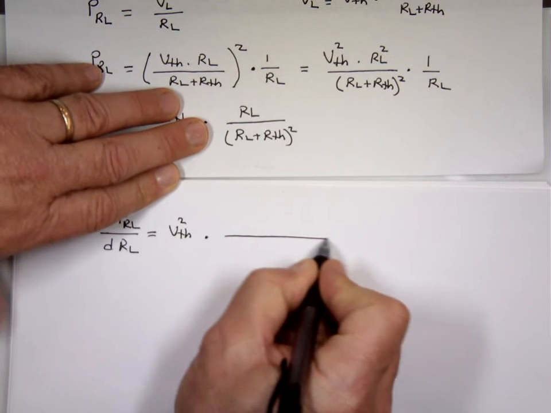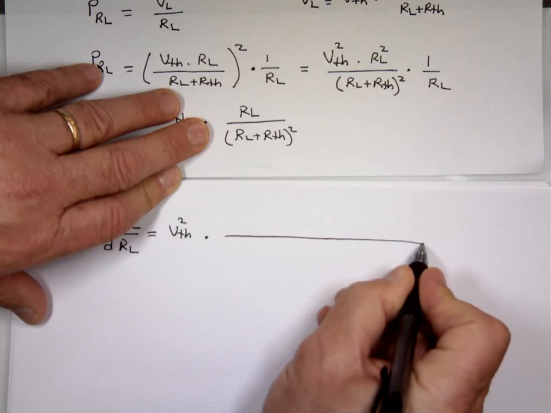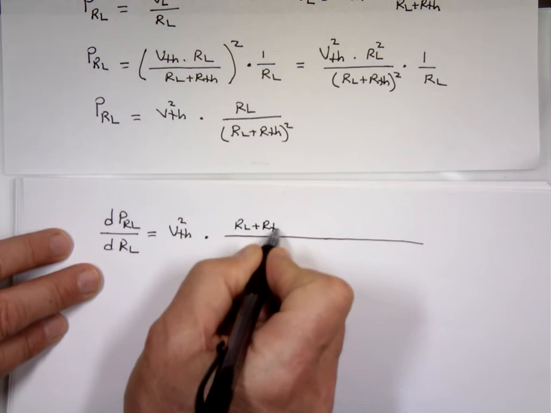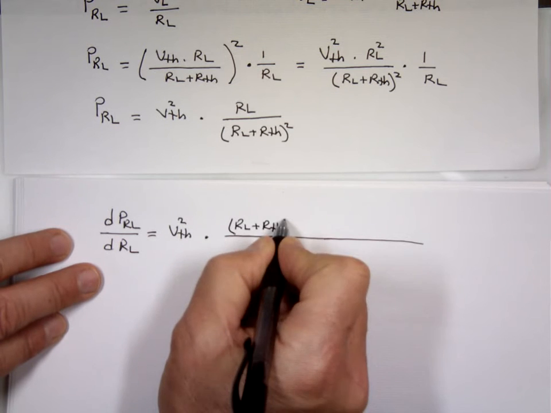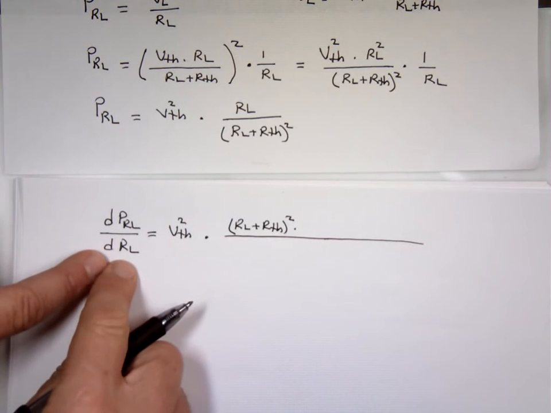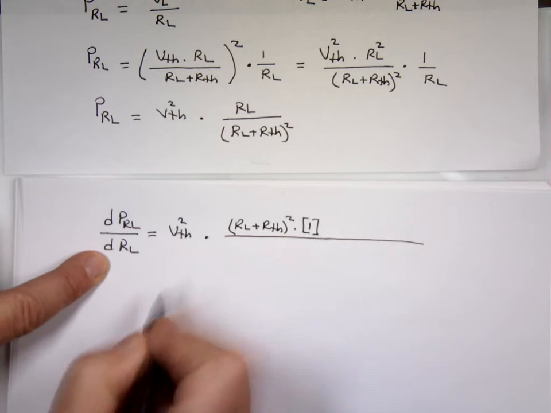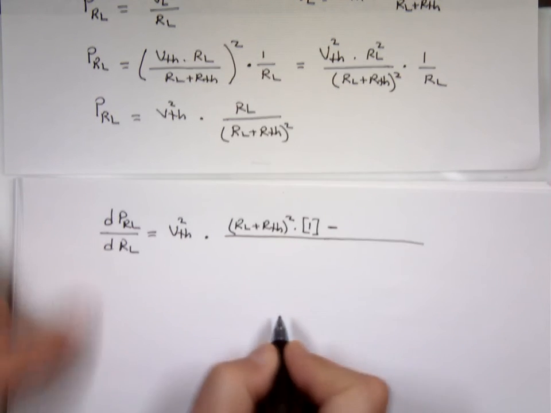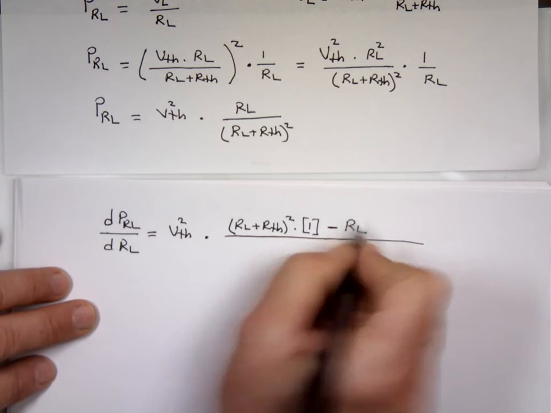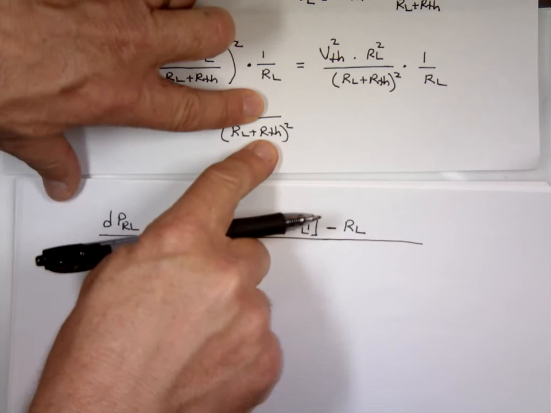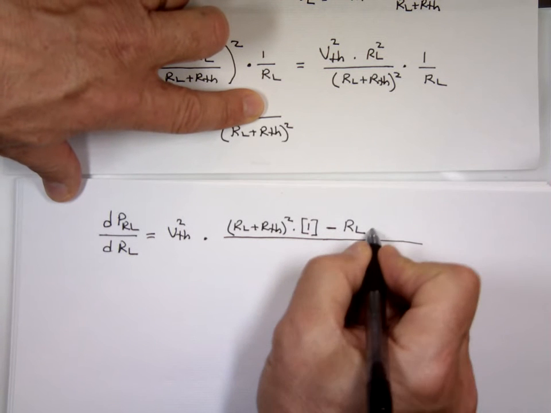So if you remember your quotient rule, it's the bottom times the derivative of the top. And what's the derivative of R sub L? I'm doing it with respect to R sub L. Isn't that a 1? Minus the top times the derivative of the bottom.